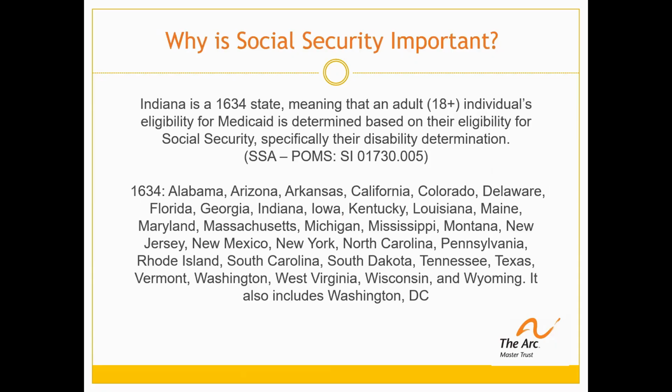Social Security is important in Indiana because Indiana is a 1634 state. That means for adults with disabilities who need to be eligible for Medicaid disability benefits, in order for them to qualify, they also need to have been determined disabled by the Social Security Administration. In Indiana, Medicaid bases its eligibility for their programming off of Social Security's eligibility for disability.